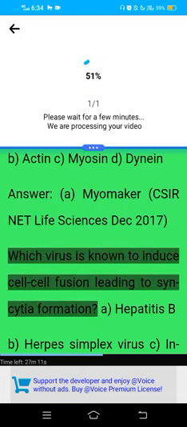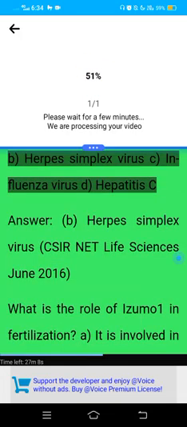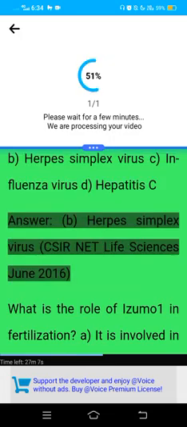Which virus is known to induce cell fusion leading to syncytia formation? A. Hepatitis B. B. Herpes simplex virus. C. Influenza virus. D. Hepatitis C. Answer. B. Herpes simplex virus. CSIR Net Life Sciences June 2016.